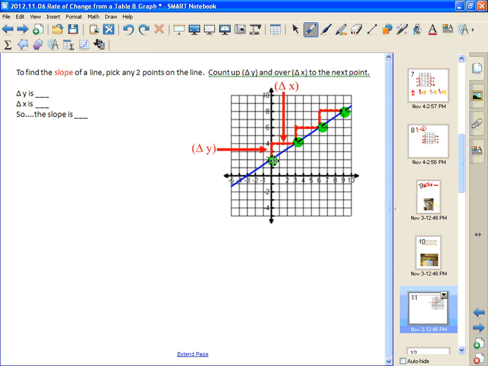So if I start here at this dot, I would count up 2, and then I would count to the right 1, 2, 3. So what that means is my change in y, that was my up, was 2, and then my change in x is 3. So we always put the change in y over the change in x, and the slope is 2/3. So the slope of this line right here is 2/3.